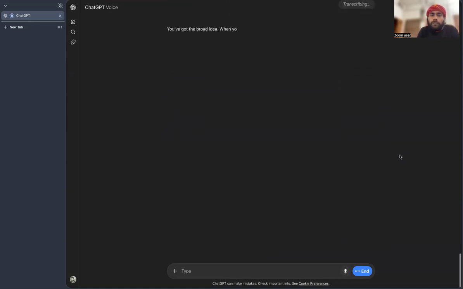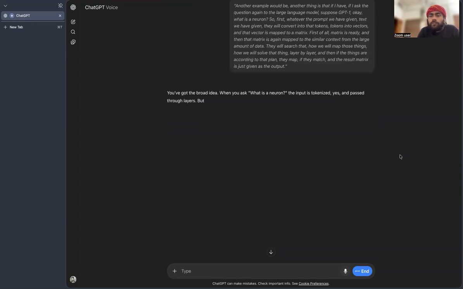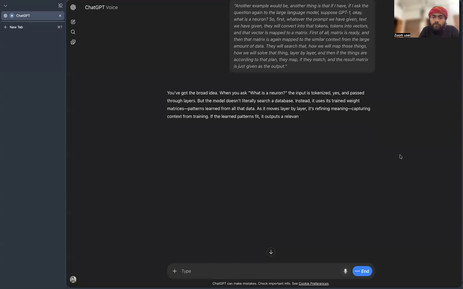You've got the broad idea. When you ask what is a neuron, the input is tokenized, yes, and passed through layers. But the model doesn't literally search a database. Instead, it uses its trained weight matrices, patterns learned from all that data. As it moves layer by layer, it's refining meaning, capturing context from training. If the learned patterns fit, it outputs a relevant response. So it's not fetching data, it's dynamically generating based on the patterns it's internalized. And that final matrix gives you your answer.